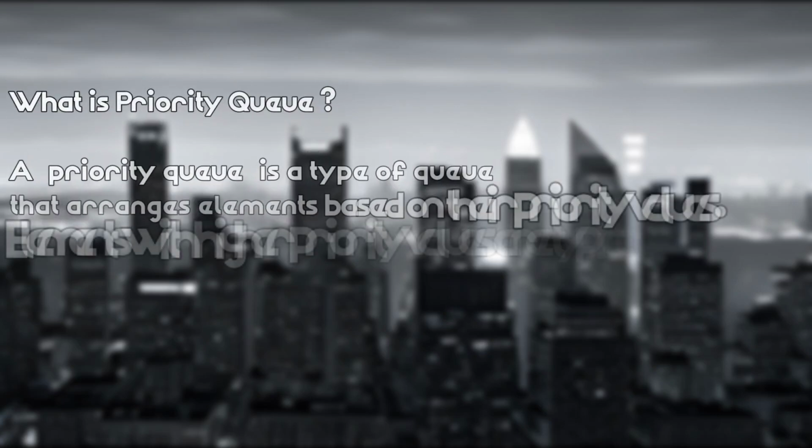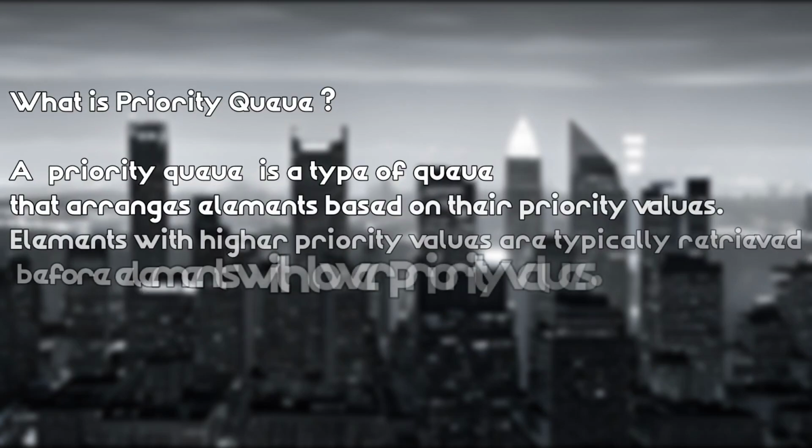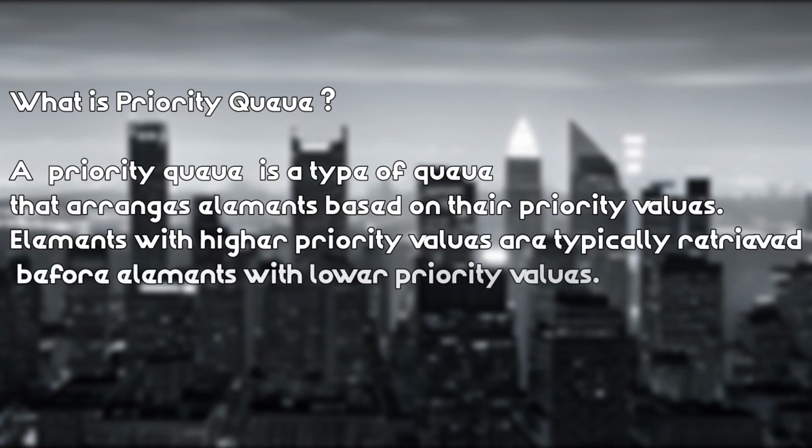Priority queue. A priority queue is a type of queue that arranges elements based on their priority values. Elements with high priority values are typically retrieved before elements with lower priority values.